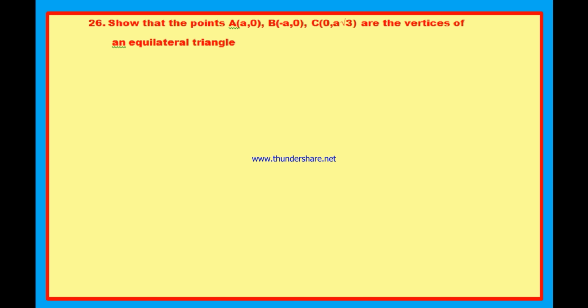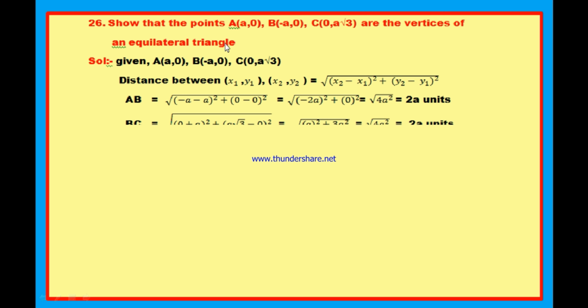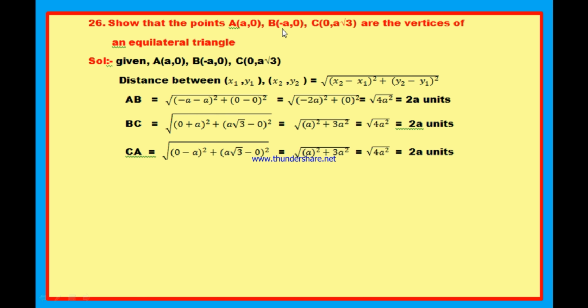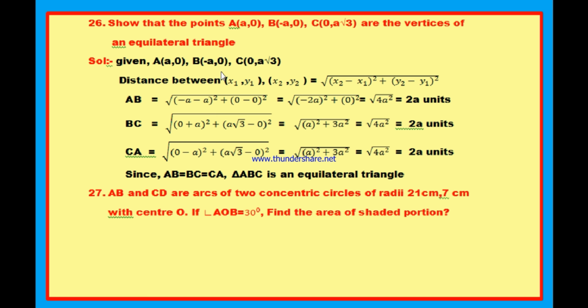Show that the points (a, 0), (-a, 0) and (0, a√3) are the vertices of an equilateral triangle. I shall repeat. Show that the points (a, 0), (-a, 0) and (0, a√3) are the vertices of an equilateral triangle. We have to show that the triangle ABC is equilateral.